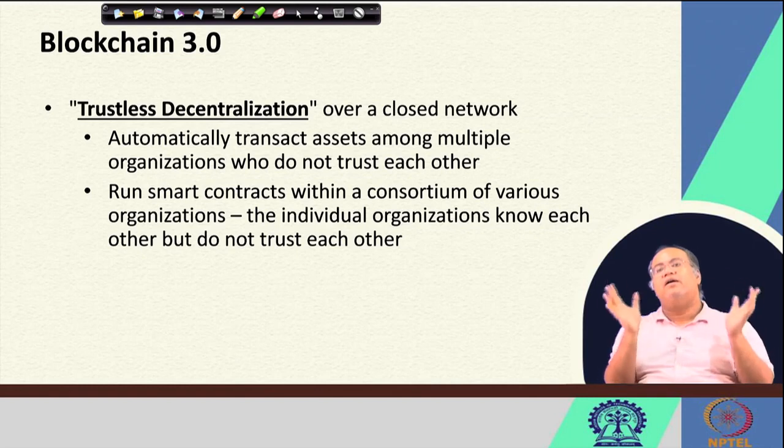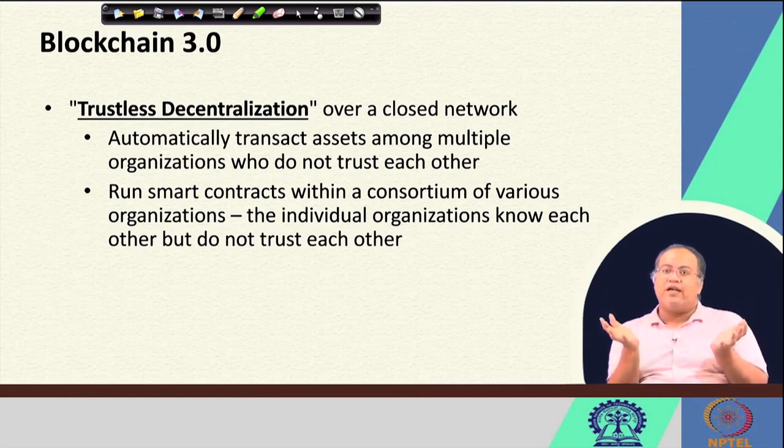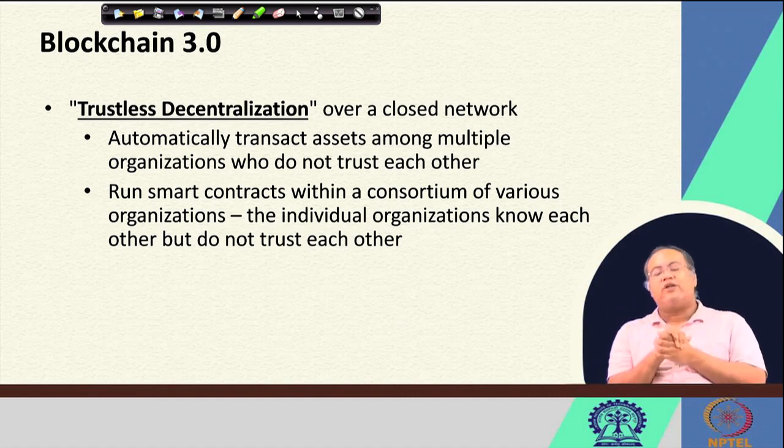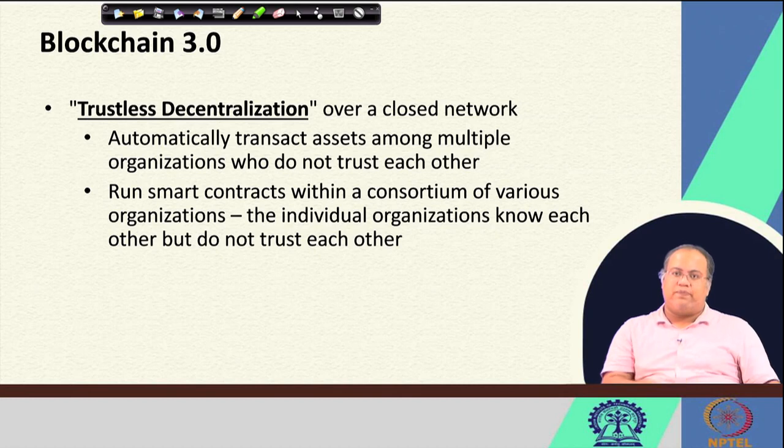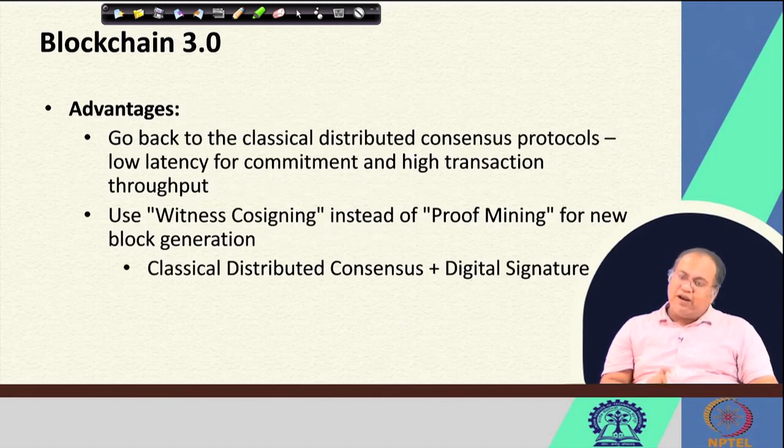So, I want to have a decentralized architecture within a known consortium, because I do not trust each of the participants in that consortium, as all of them are competitors, although they have a common business goal. Now, the advantage here is that we can go back to the classical distributed consensus protocols, which have low latency for commitment and high transaction throughput. So we can apply those consensus algorithms here, and we can design a consensus mechanism out of it.